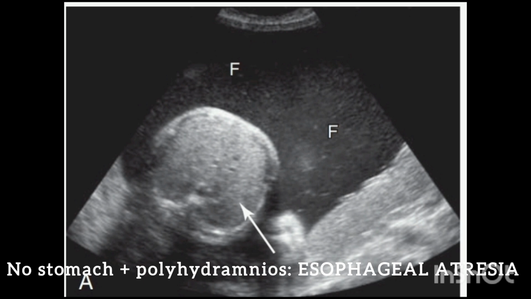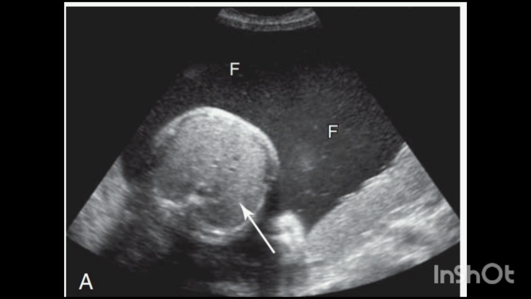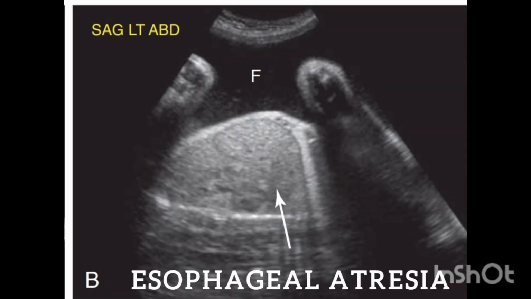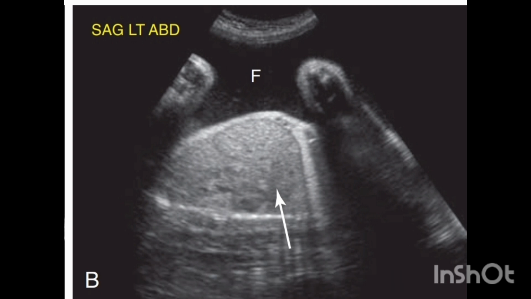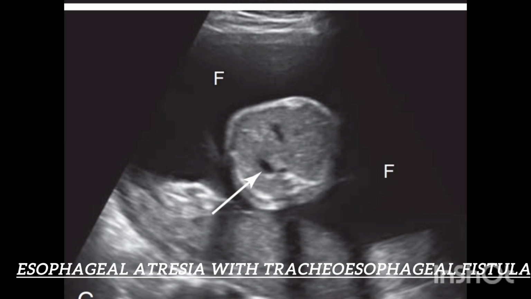Esophageal atresia is when the esophagus ends as a blind tube and does not open into the stomach. As the amniotic fluid cannot get into the stomach from the esophagus, the stomach is not visualized. This is another image of the same fetus in the left sagittal position, showing the absence of stomach bubble in the left upper quadrant. In this image, you can see a small stomach bubble.